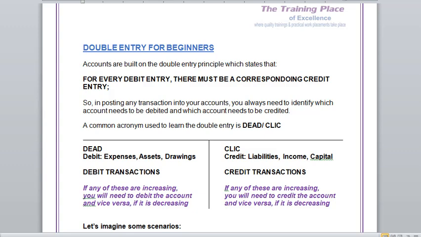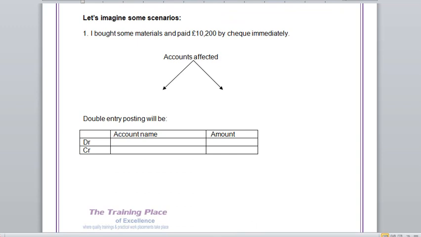We have not put in any of the answers. We want you to think about each of the answers and try to come up with them on your own without our assistance. You have there the double entry principle, where for every debit entry there has to be a credit entry. So we will be looking at the debit side, which implies debit expenses, assets and drawings when they are increasing, and you credit liabilities, income and capital when they are increasing. And then of course you do the opposite when any of these are reducing.